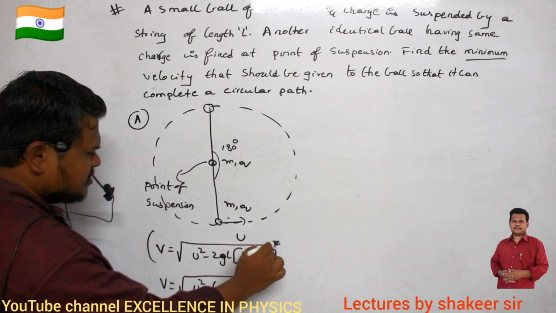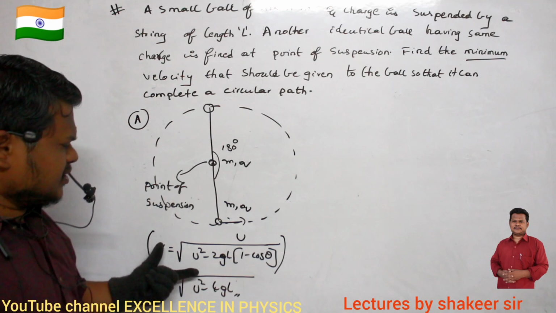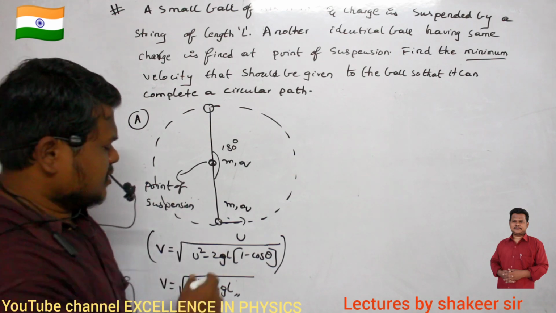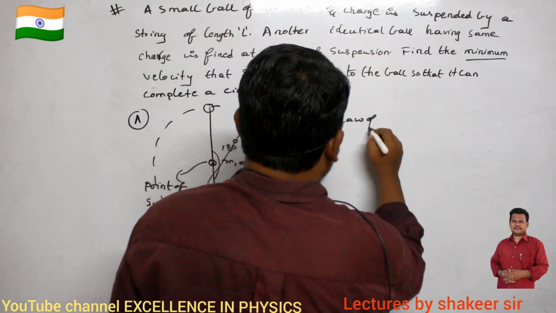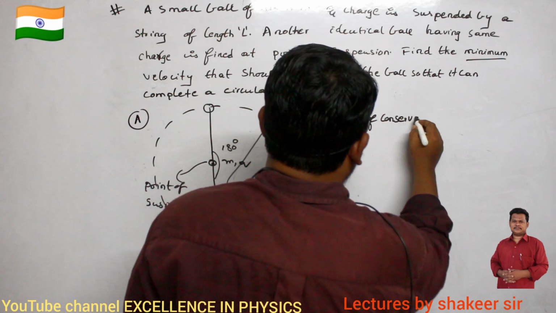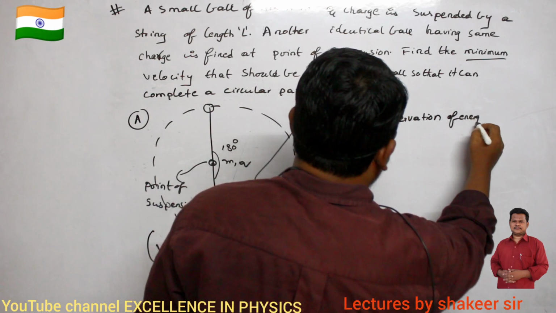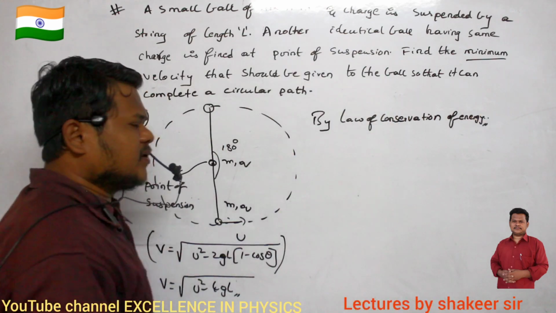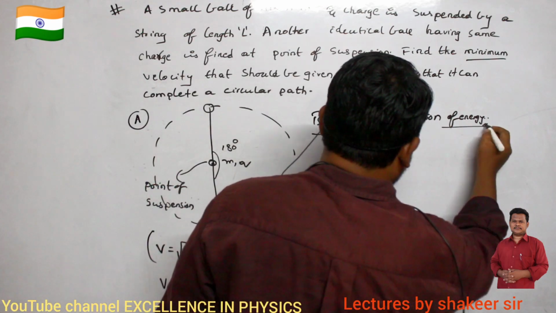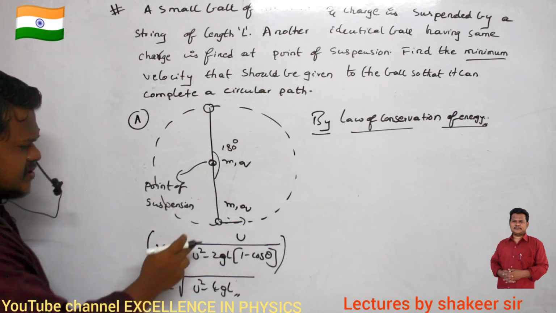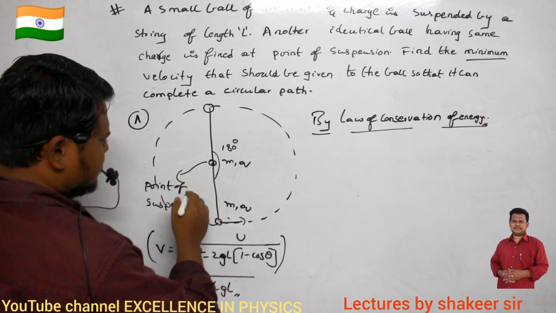So how did we derive this equation, do you remember? This equation was derived by using the law of conservation of energy. By which relation did we calculate it? Law of conservation of energy. So let us see once again how we derived this equation for the final velocity of the body after reaching an angle of theta. Are you able to understand? Okay.